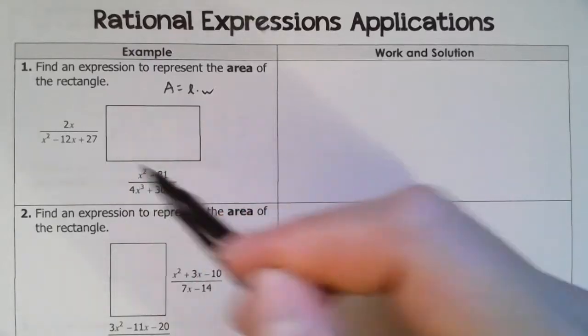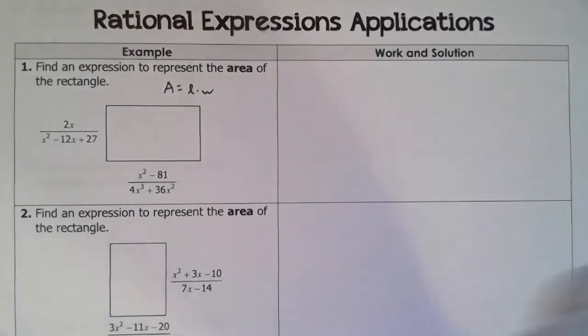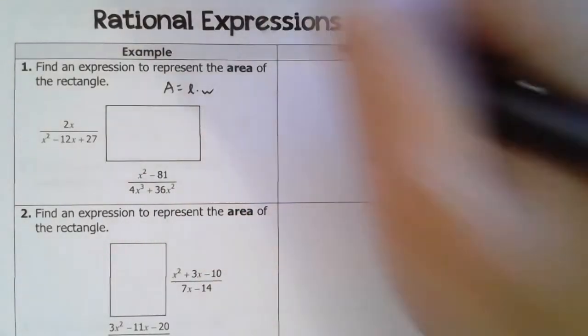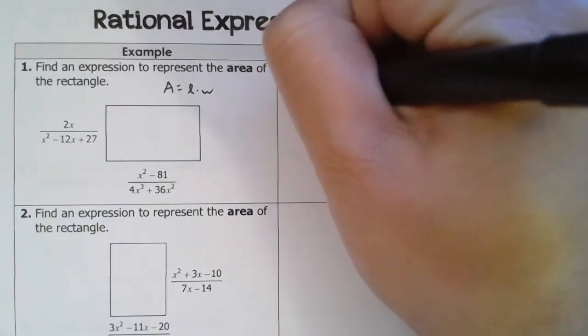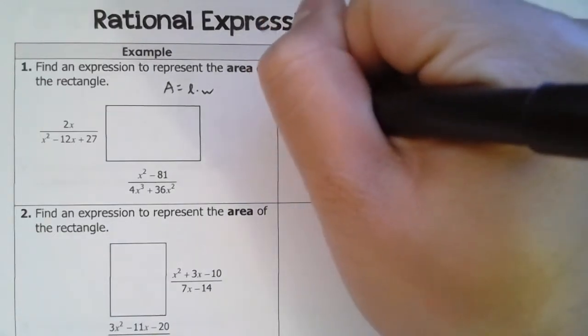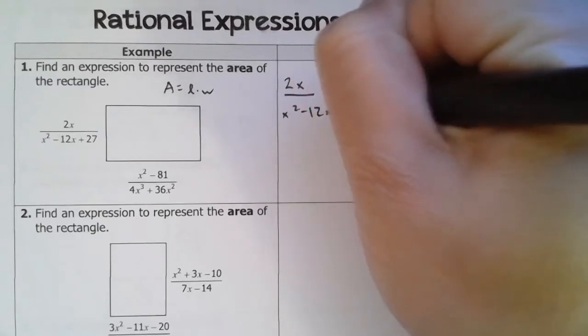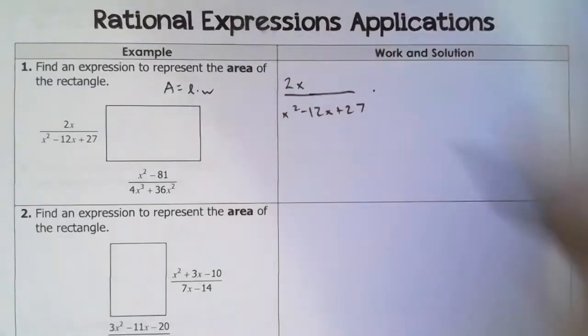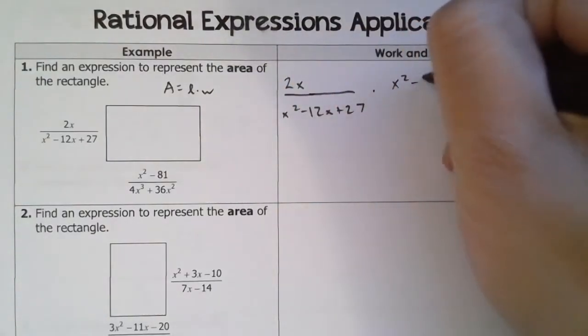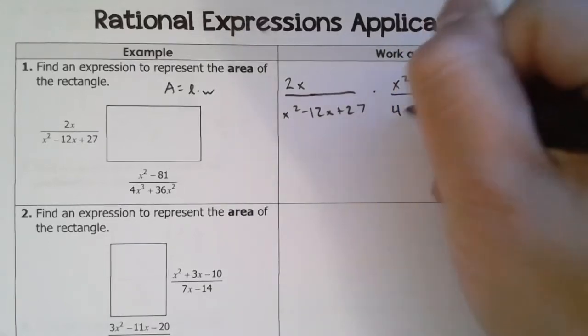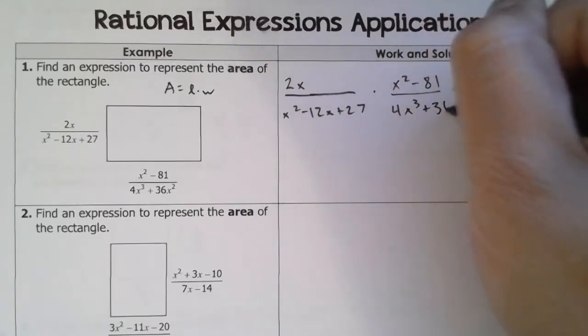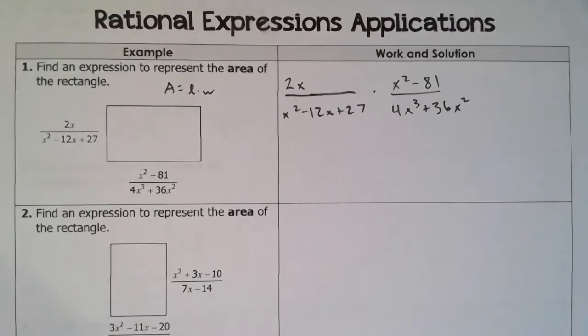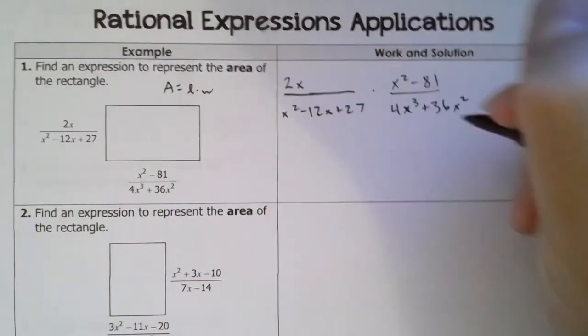So it says find the area. We're just going to multiply these two rational expressions here. So I have 2x over x squared minus 12x plus 27 times x squared minus 81 over 4x to the third plus 36x squared. Remember, the first thing you might want to do is see what you can factor so you can simplify and work with an easier expression.